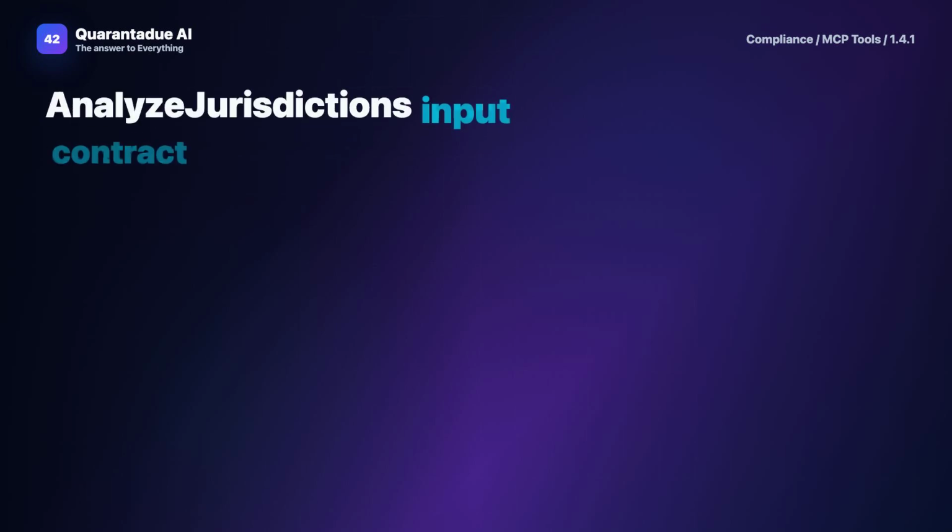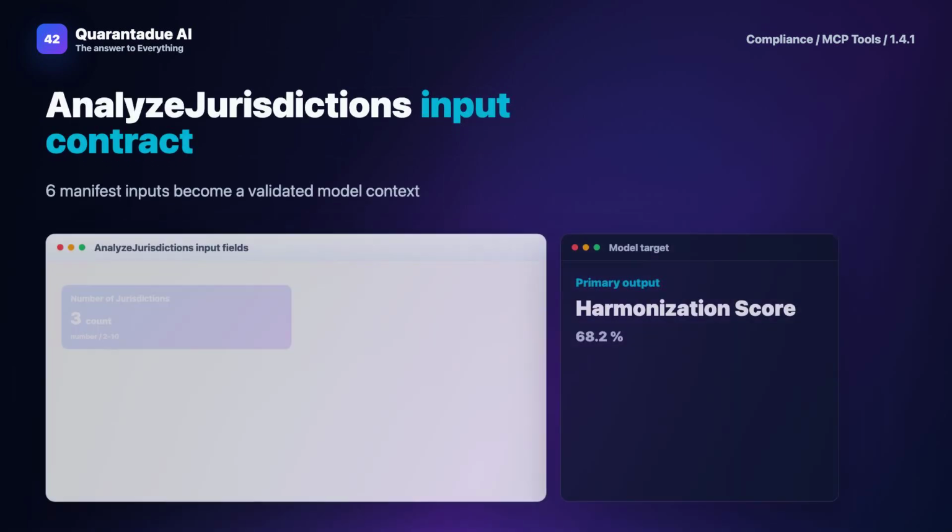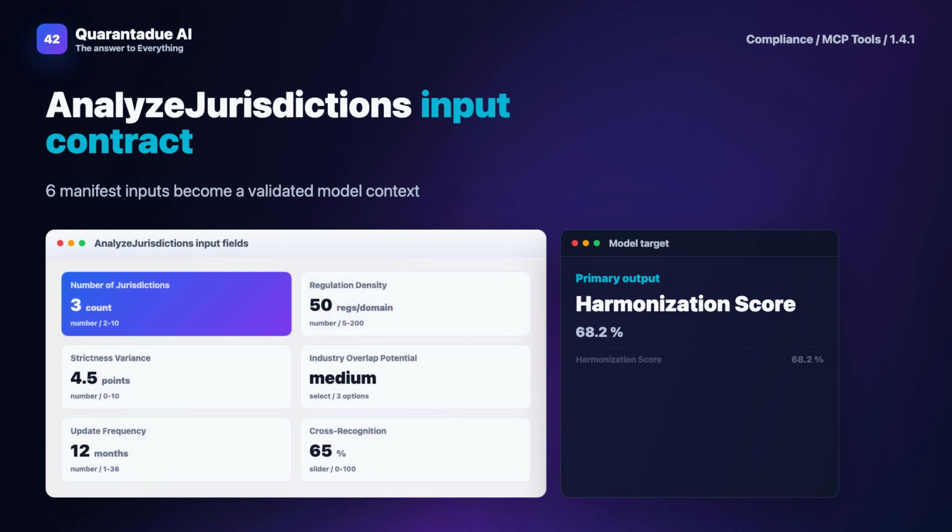Analyze jurisdictions starts with a defined input contract. Typical inputs include number of jurisdictions, regulation density, strictness variance, industry overlap potential, and update frequency. Keeping these fields explicit reduces ambiguity and makes every run easier to audit.